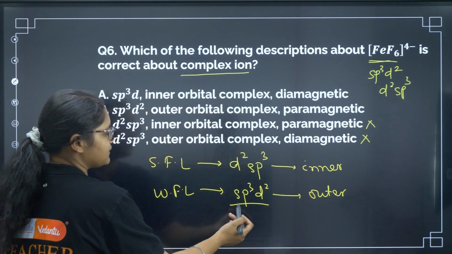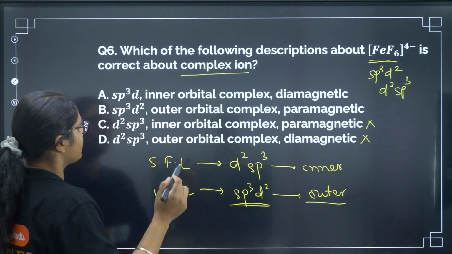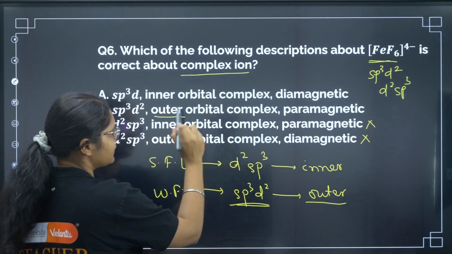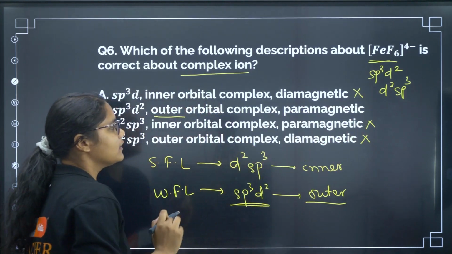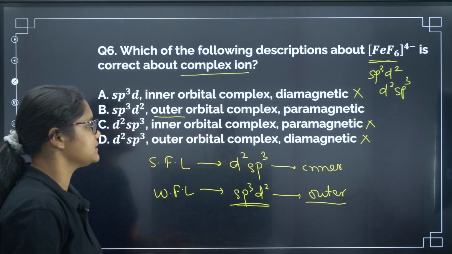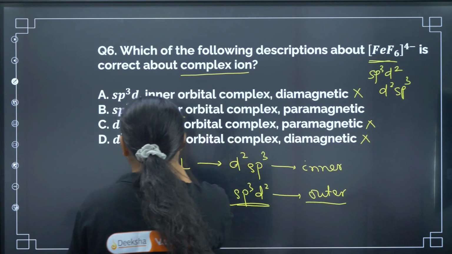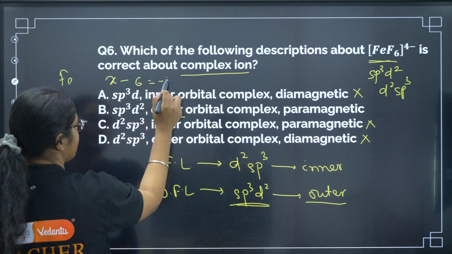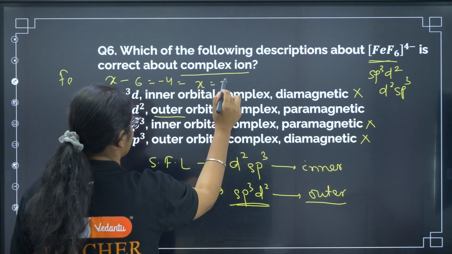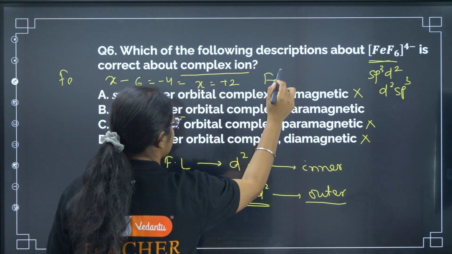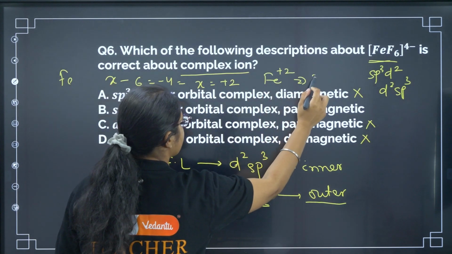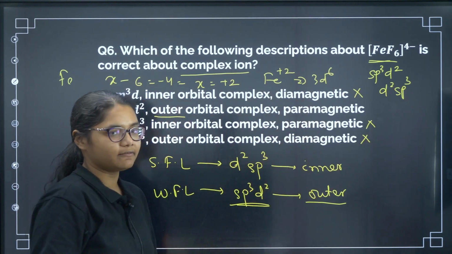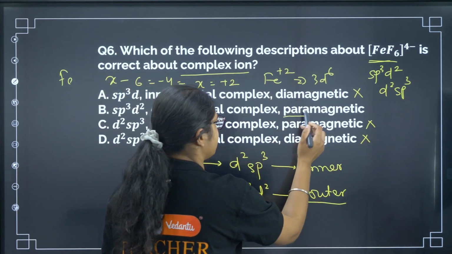Now when it is sp3d2, it has to be outer orbital configuration. So this will be outer and this one is also incorrect. Now paramagnetic or diamagnetic, we can check here. Fe oxidation state is X minus 6 is equal to -4, that is X is equal to +2. So Fe is in +2 oxidation state, that is 3d6. Okay. 3d6 will have unpaired electrons, so it is paramagnetic in nature.